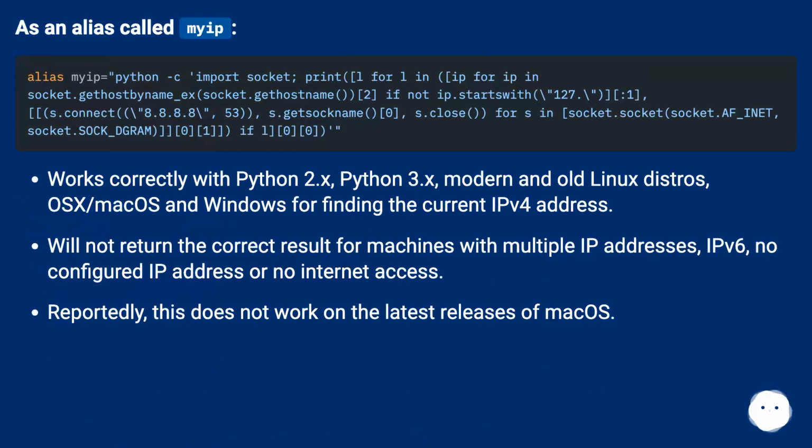As an alias called myip. Works correctly with Python 2.x, Python 3.x, modern and old Linux distros, macOS and Windows for finding the current IPv4 address. Will not return the correct result for machines with multiple IP addresses, IPv6, no configured IP address or no internet access. Reportedly, this does not work on the latest releases of macOS.